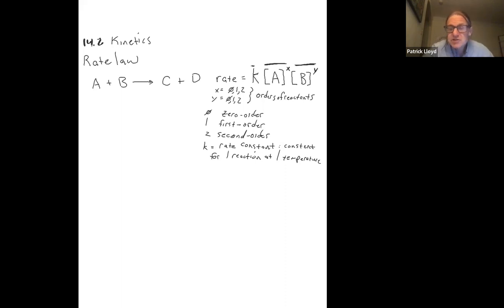Part of what we do in this section is figure out how we determine x and y so that we can use them, and how we determine k. Because again, if you don't know all these values, you can't figure out the rate. That's the sort of puzzle we put together in kinetics: figuring out these values. We generally want to know the values of k, x, and y, all three of those, so that we can calculate the rate.